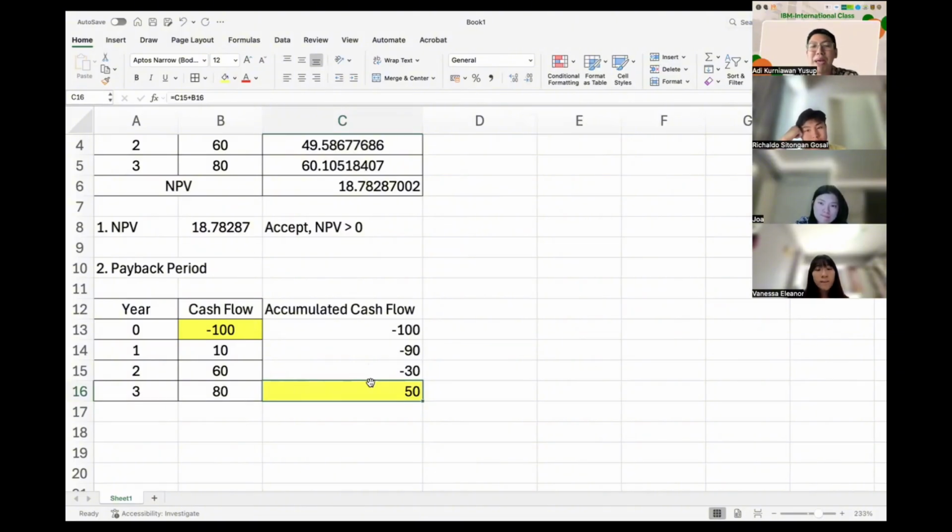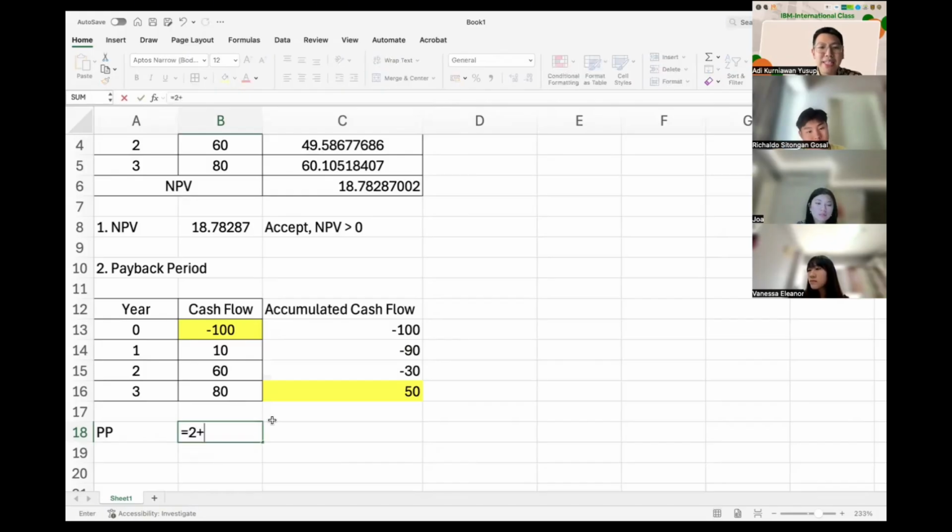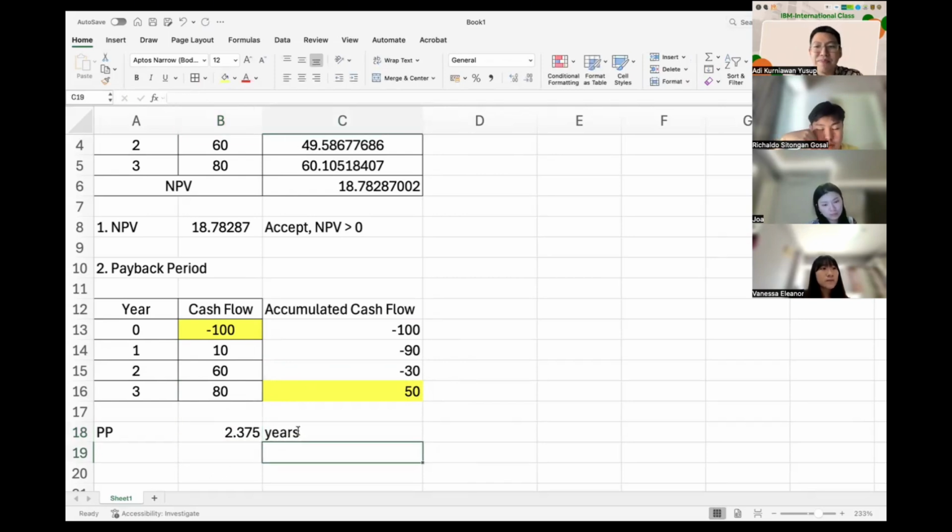So the payback period is around 2 years something, because in 2 years it hasn't been back yet, but in year 3 it has. So the payback period is 2 years plus, in year 2 you need 30 more to make your money back. In year 3 your cash flow is 80. You need 30 and it turns out in year 3 you get 80. So the payback period will be 2.375 years.